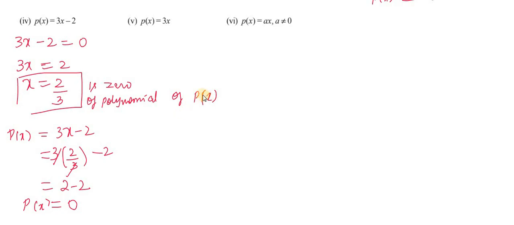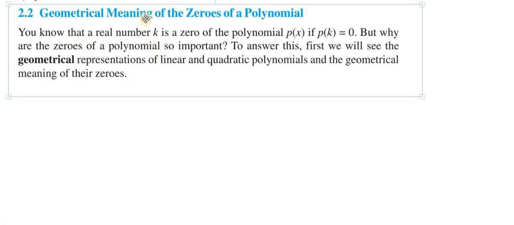Okay, so now you try these two problems. And we'll go for the next type of zeros of polynomial. What we learned now is algebraically. Now we move to how to find the zero of a polynomial geometrically, the geometrical meaning of zeros of a polynomial.